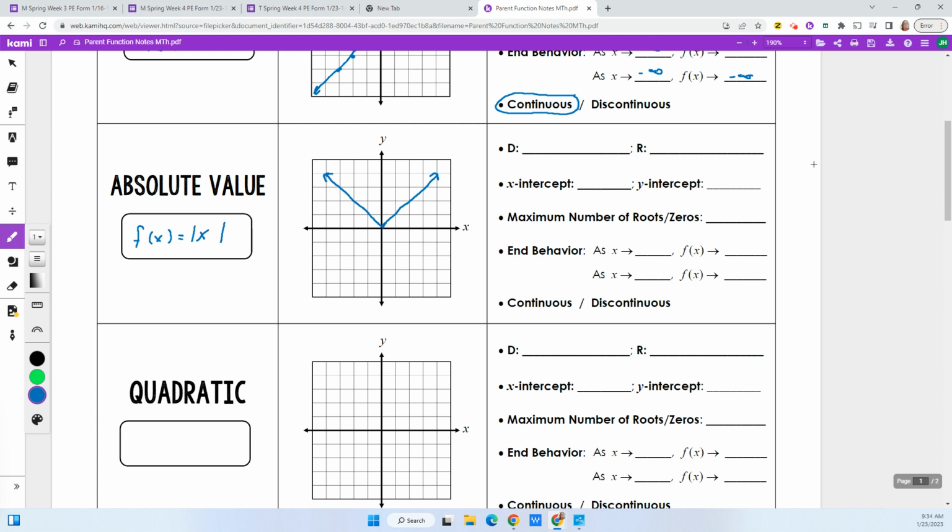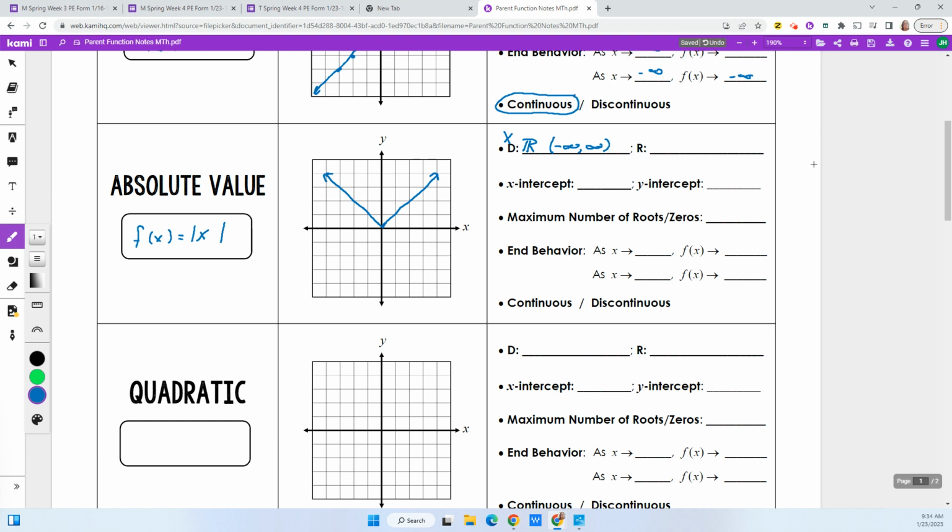So if we talk about our domain, domain is what can x be? And in this case, x can be anything negative and it can be anything positive. And we know that just by looking at the arrows on that graph. It's going to the left forever and it's going to the right forever. That's what those arrows mean. And so in this case, our domain can be all real numbers. That's just the set of all real numbers. Or we could just say negative infinity to infinity.